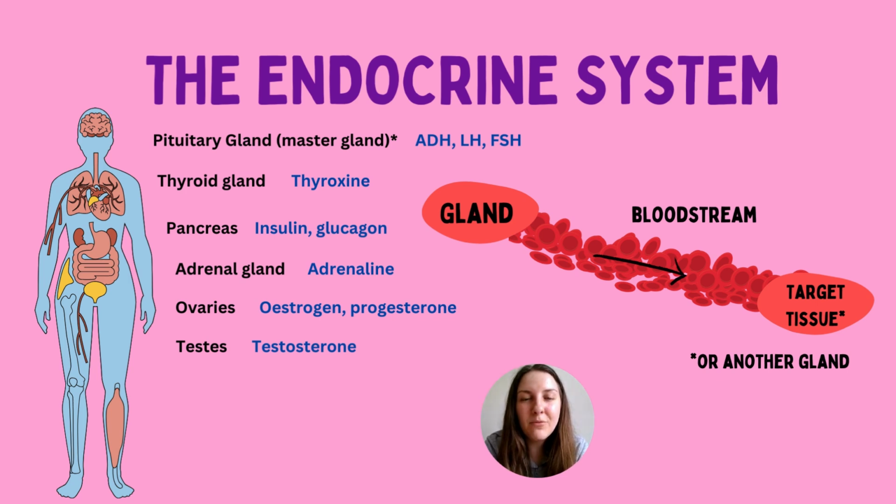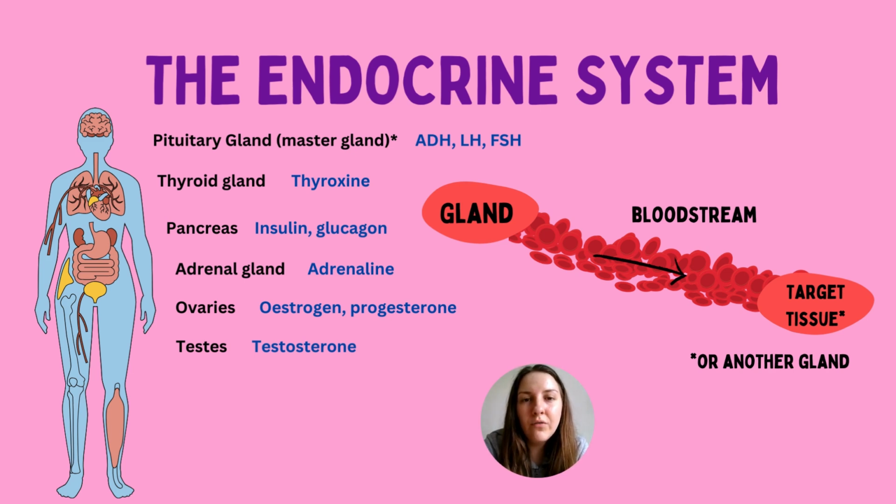So as a bit of a recap, remember the endocrine system we talked about before. It's essentially a system of organs that release hormones directly into the blood to help us to coordinate our body and allow us to respond to certain stimuli, whether internal or external. And essentially, hormones are those chemical messengers that can act on target tissues or other glands.